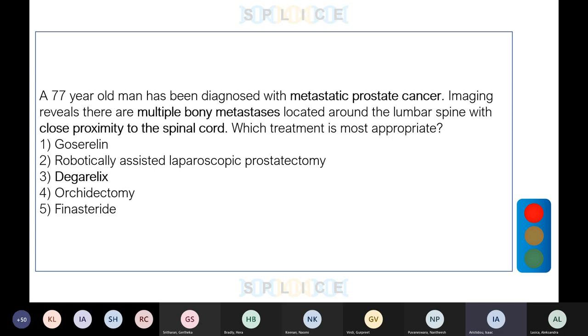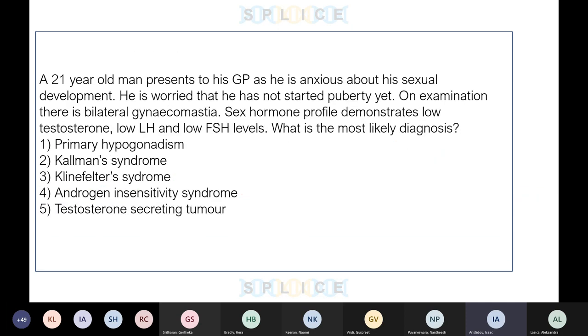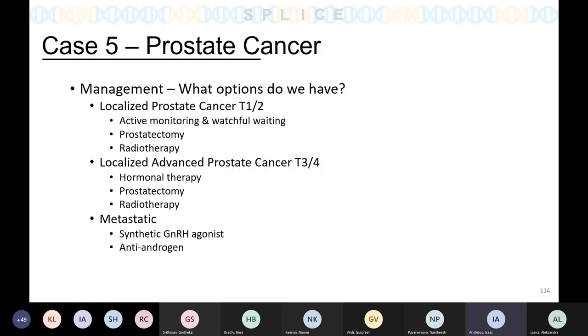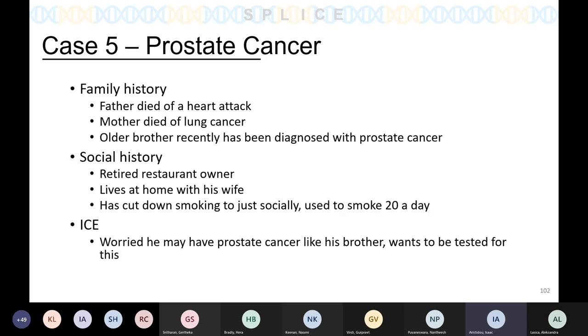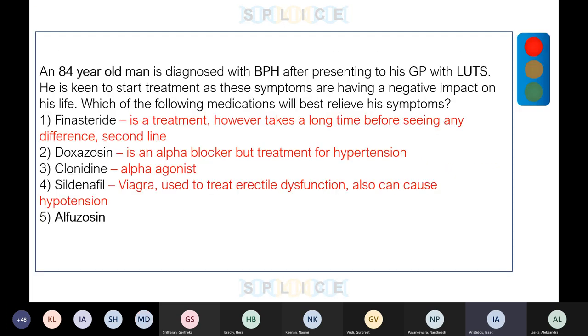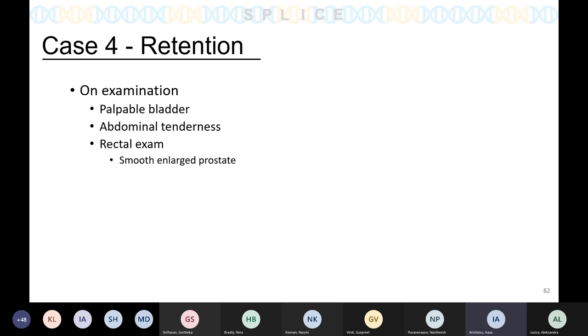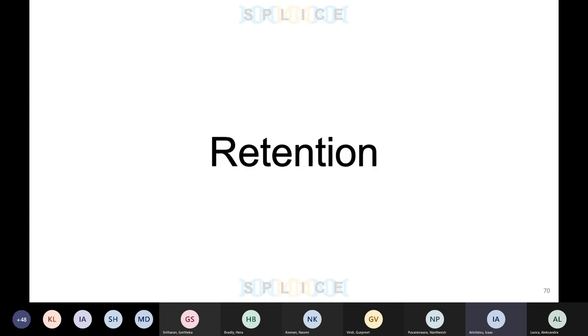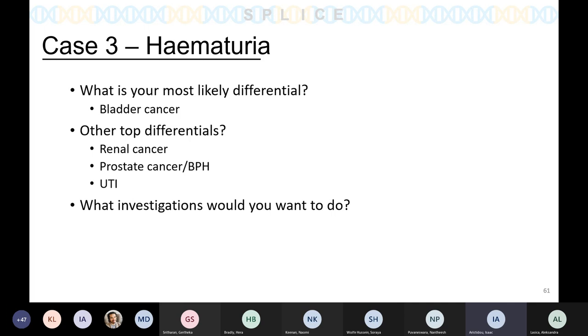So basically, if someone's coming in with a stone and they've got hydronephrosis or they're very unwell, you're going to do a nephrostomy to alleviate that buildup of fluid back up into the kidney and try and help the AKI resolve. So you drain it straight away. If it's really small, less than 5 millimeters, then they tend to allow them to pass on their own, give them some analgesia and encourage fluid intake.